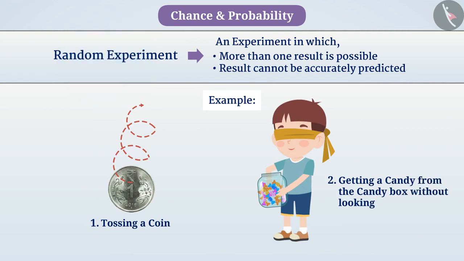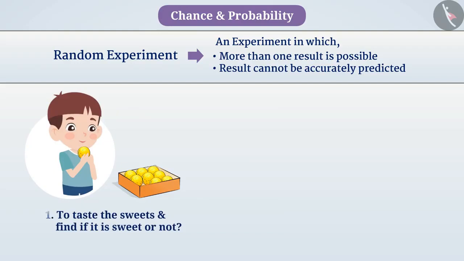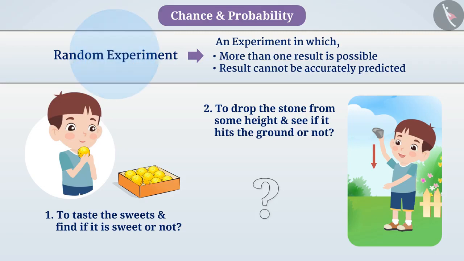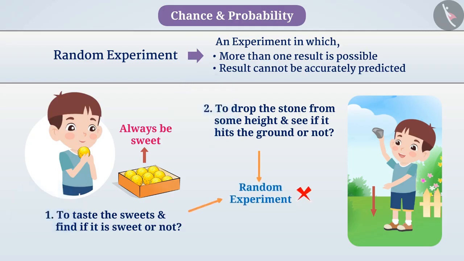Can you tell me if experiments like tasting the sweets and finding if it is sweet or not, or dropping a stone from a certain height and seeing if it hits the ground or not, are also random experiments? Think. Sweets will always be sweet. Similarly, if anything falls from some height, it definitely comes to the ground. That means, in such situations, we know in advance the result of such experiments. Therefore, we cannot call them random experiments.